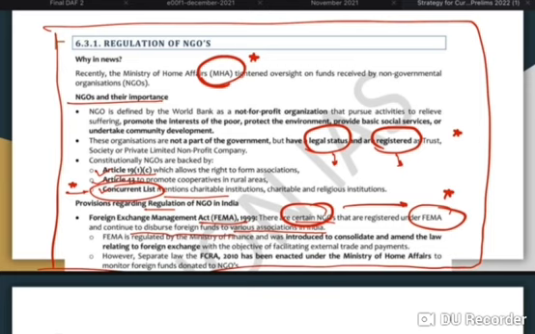Next is FEMA is regulated by the Ministry of Finance. UPSC might say FEMA is regulated by the Ministry of Commerce. So this is an important point. Consider it an amended new law relating to foreign exchange. However, a separate law, FCRA, has been enacted under the Ministry of Home Affairs. Again, UPSC can change the ministry.